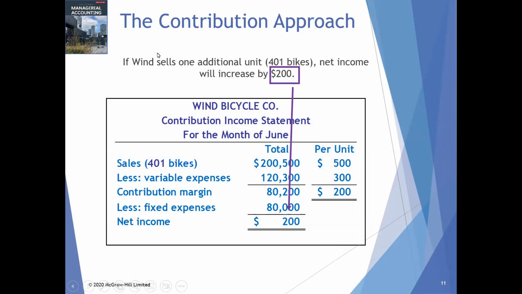Now, what happens if Wind sells one additional unit? Instead of 400 it is 401. So 200 will be the profit. If it is 2, then 400. If it's 3, then it will be 600, right? So 3 multiplied by 200, that will be the profit. In this way, the company comes to know at least how many units we need to produce so that there will be no profit and no loss. This is the variable expenditure that we deducted.